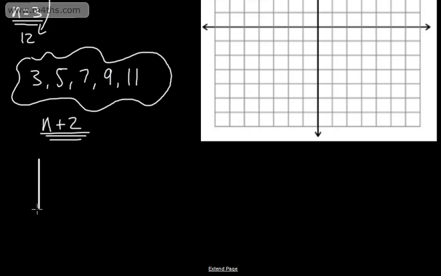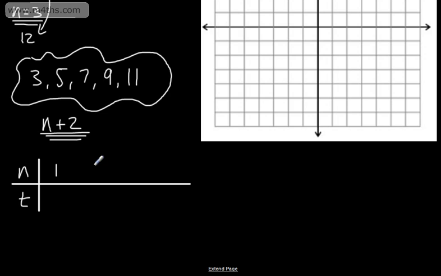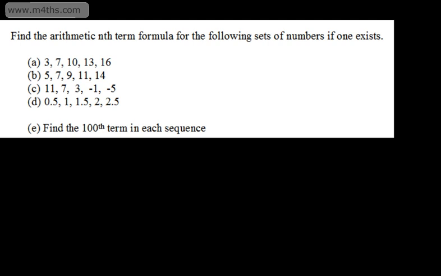So for example, if we said that it was n plus 2, then what we would have now is the following. This would be n, and we'd have t. We'd have 1, 2, 3, 4, and 5. Well, when n is 1, yes, we do get the 3. But when n is 2, 2 plus 2 is going to give me 4. When n is 3, 3 plus 2 is going to give me 5. We can see that this is not the case, as this is only going up by 1 each time. So what we need to do is find the nth term. That's what we're going to look at doing on the next few questions.